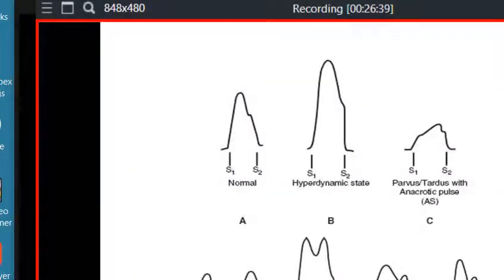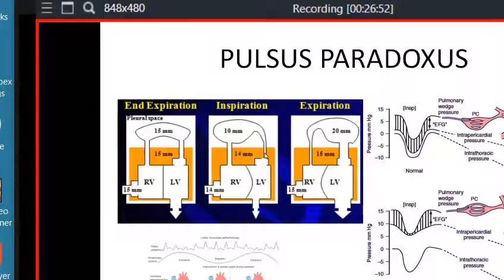So we have discussed all these pulses. It's a pretty easy thing once we know and once we start doing it. Although the actual yield is not as high as we think, it is always good to check this at the bedside. Then comes the pulsus paradoxus, which is most probably the most important thing.